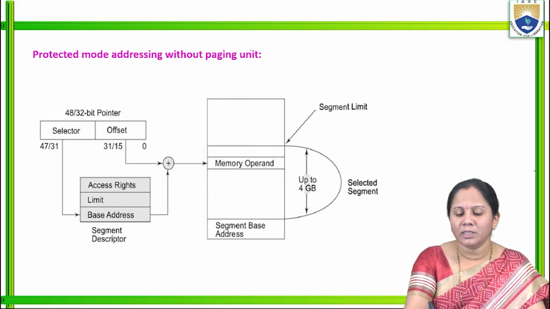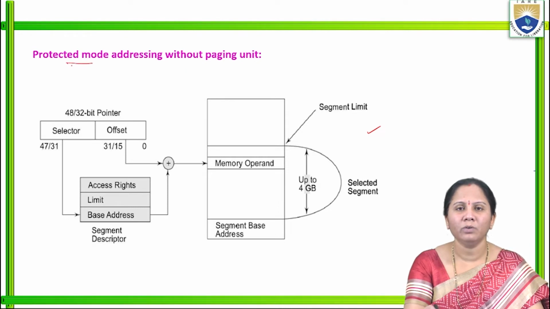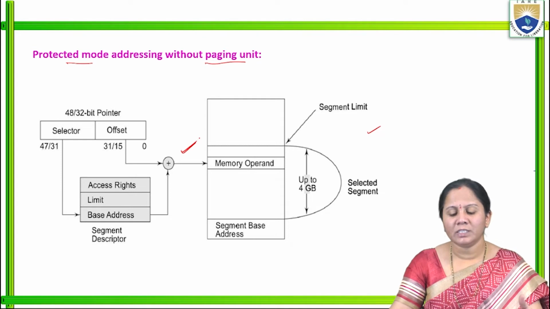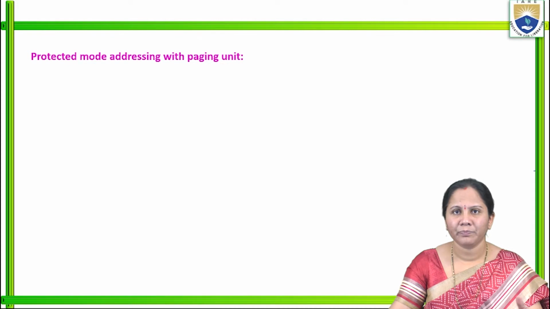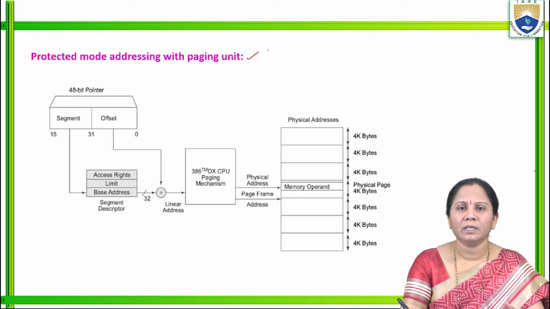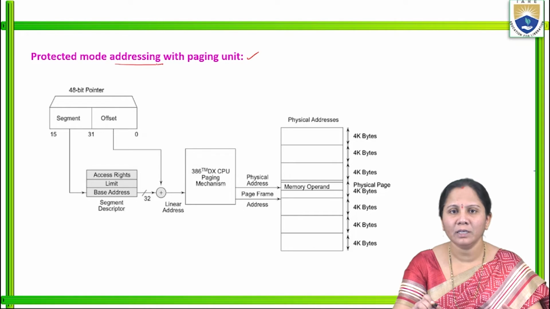So here, this is the figure which represents the calculation of physical address in the protected mode without paging unit. Here inside we cannot see any paging unit in between. So this is one procedure we can follow to calculate the physical address. And this is another procedure in order to calculate the physical address during protected mode. And here the procedure is protected mode addressing with paging unit.